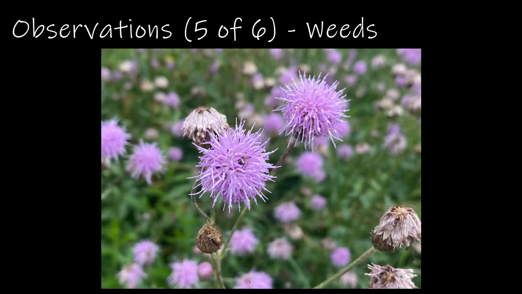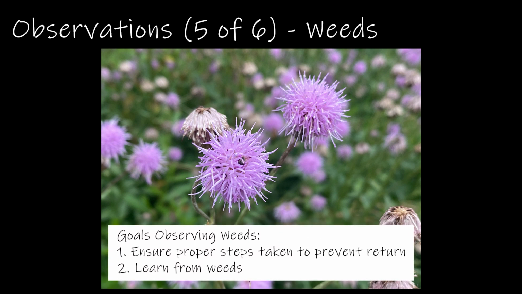The fifth check is to observe the weeds, including their location. There are two goals with observing weeds. The first is to identify invasive weeds, or weeds that will grow easily from cut roots, so you can ensure the proper steps are taken during preparation to limit the chances of the weed returning.